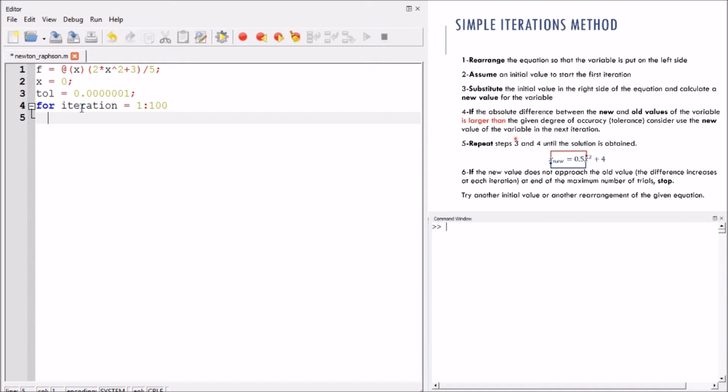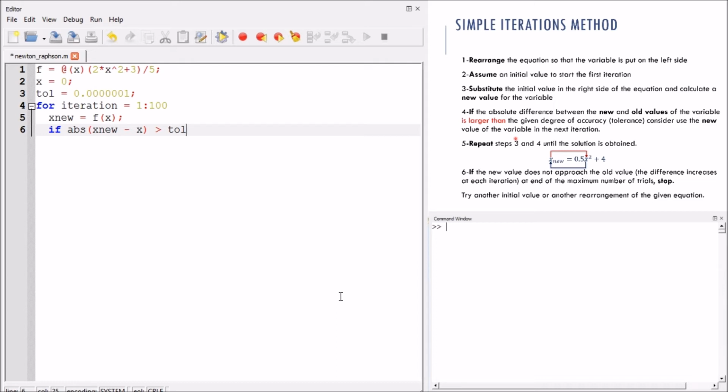Now we go to the third step in the algorithm and we say that x nu equals f of x. So here we substitute the given value x in the right side. Now we come to the condition. The condition says: the absolute difference between x nu and x, if it is larger than the tolerance.